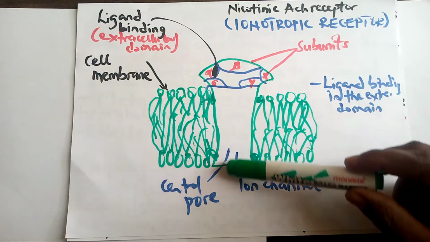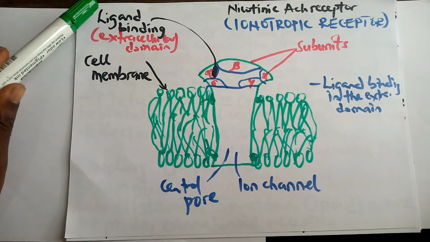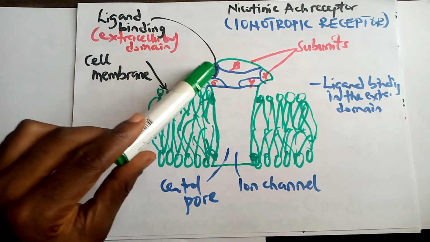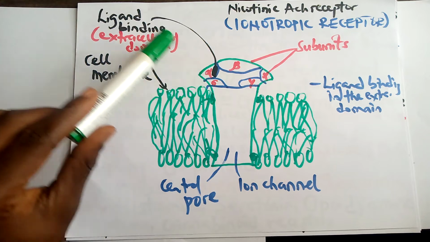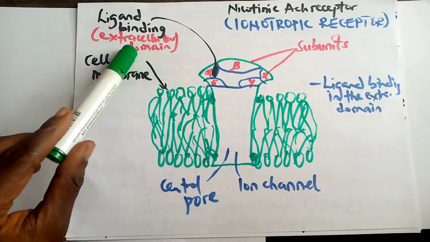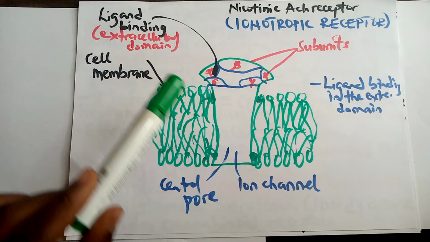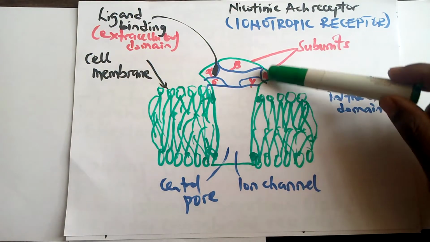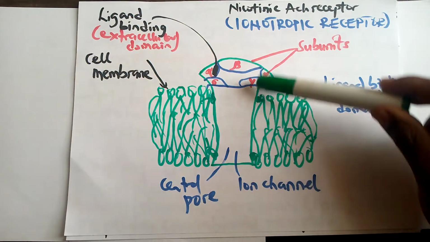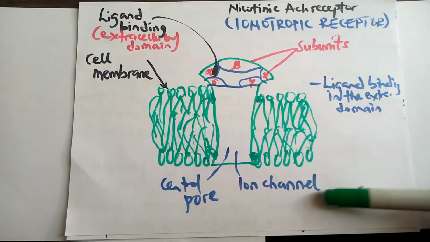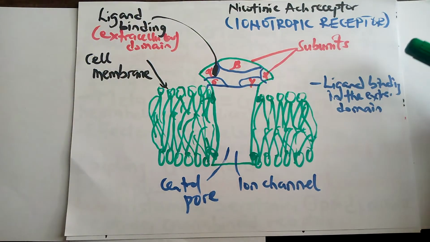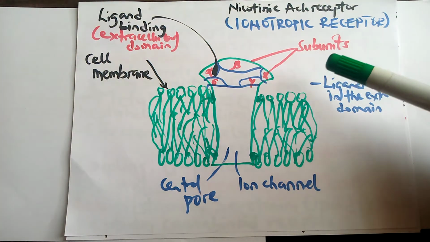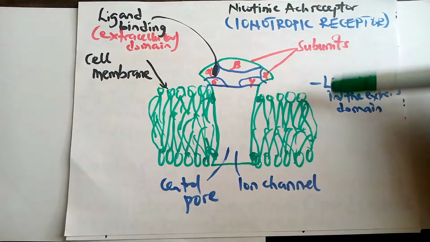The ligand binds to the receptor site on the extracellular domain. When it binds here, it causes a conformational change on the binding site, leading to the opening of the ion channel. So this is a good example of an ionotropic receptor, and what we used to represent this was the nicotinic acetylcholine receptor.